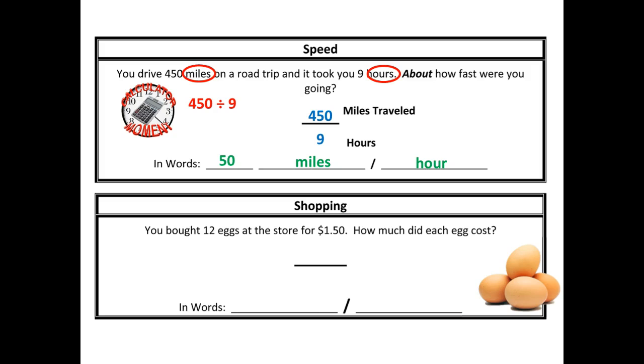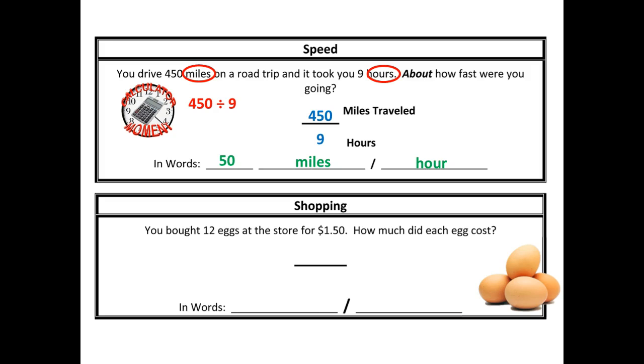Many of the units for these rates are going to be very common. Miles per hour, cost per pound, things like that, dollar per hour, or cost per gallon. Just keep the rule of thumb. Time is going to go down in your denominator. Costs are usually going to go in your numerator. So let's try a shopping example.